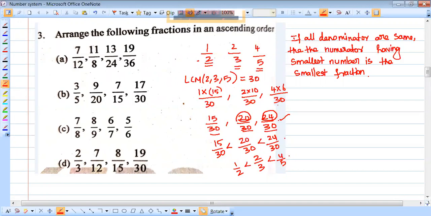Now 38 by 72, actually you should not write 38 by 72 directly. 38 by 72 mentioning which particular given fraction, that is very important. Which particular given fraction.